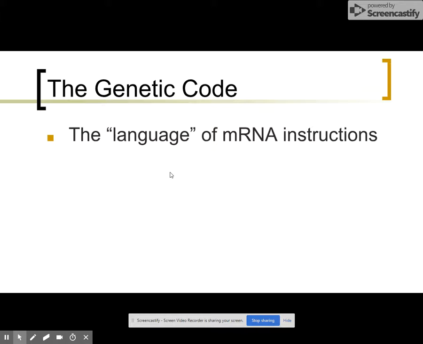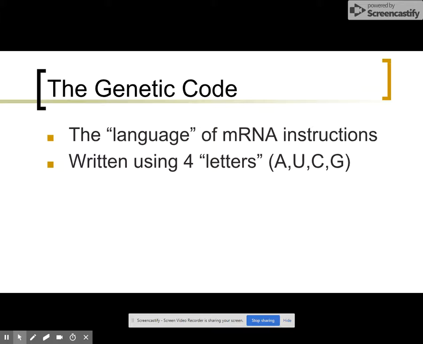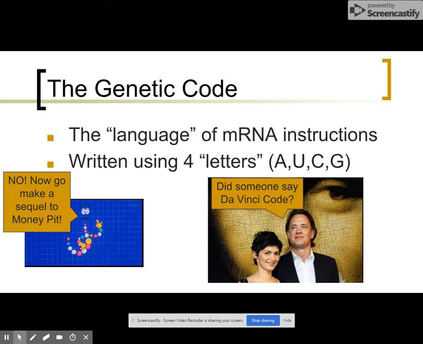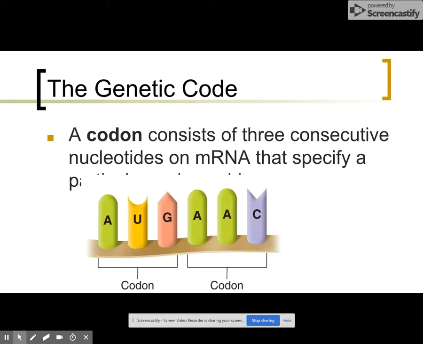So the language of mRNA, right? We use those 4 letters, the A's, the U's, the C's, and the G's, and the order that they come in means something, right? So we read them 3 letters at a time, and that's called a codon. AUG, AAC, these are both examples of codons. So 3 nucleotides at a time.